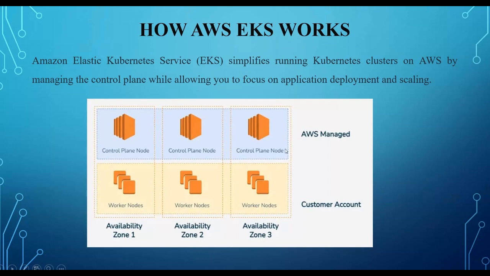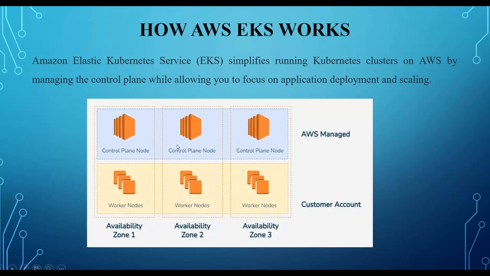So there are 3 different availability zones. Here we can see how the control plane node and worker node are different and how they are managed by AWS and the customer account. The control plane is AWS managed, so it automatically optimizes the images and runs the Elastic Kubernetes Service. It is responsible for handling the core management tasks of the Kubernetes clusters. The control plane node includes some key components like Kube API server, Kube scheduler, cloud controller manager and Kube controller manager.